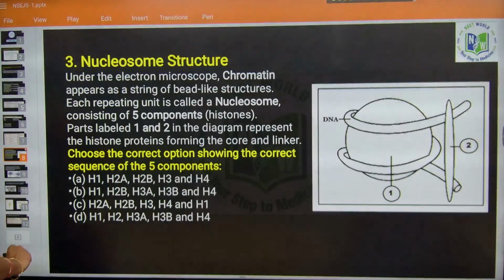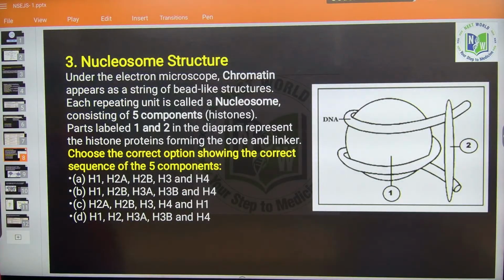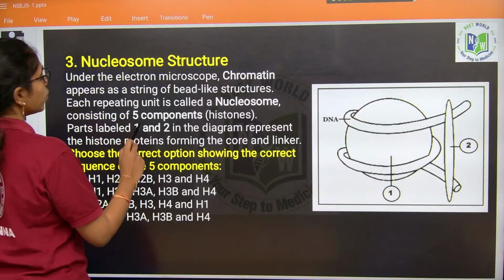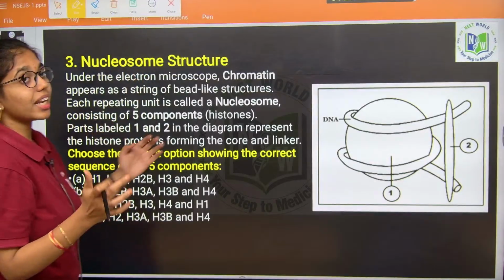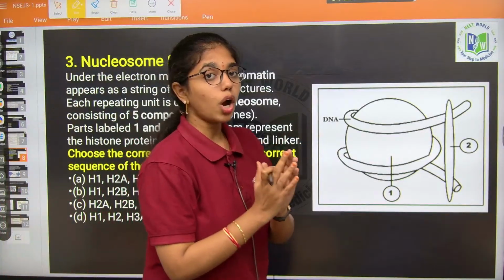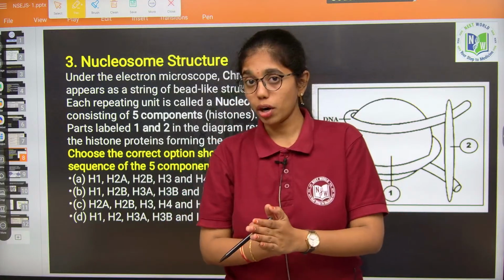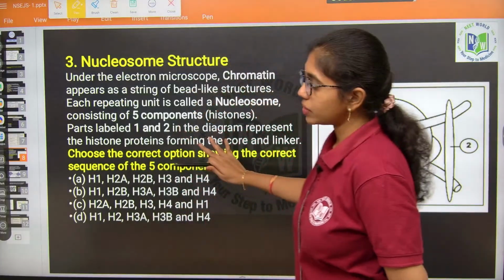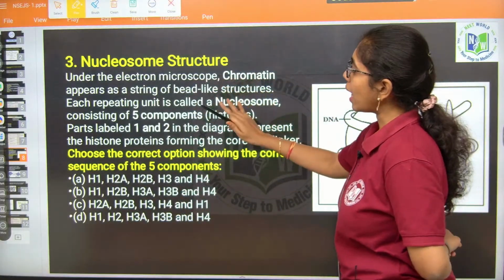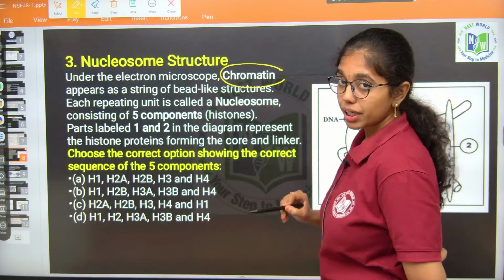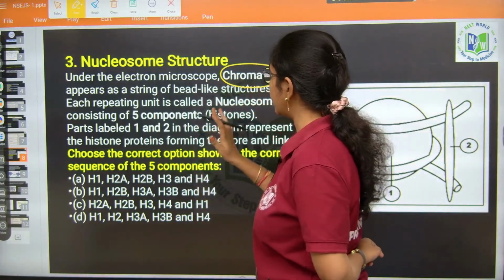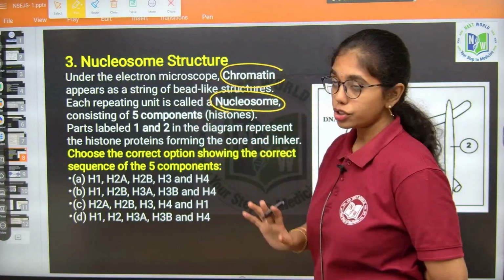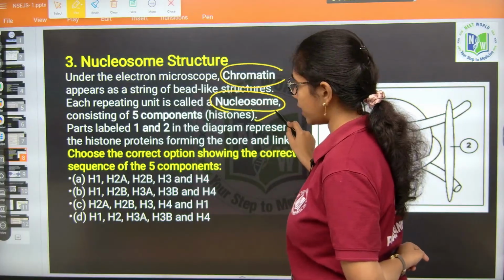And then the next question is from molecular biology, on the nucleosome. So in eukaryotes, DNA packaging takes place. The packaging of the DNA is explained in many models. One of the best models is the nucleosome model. So here the question is about how, under the electron microscope, chromatin appears as a string of bead like structures. Each repeating unit is called a nucleosome, which consists of 5 components, those are histones.